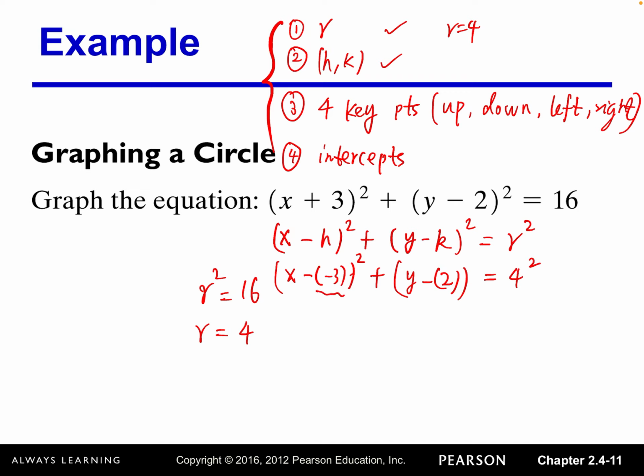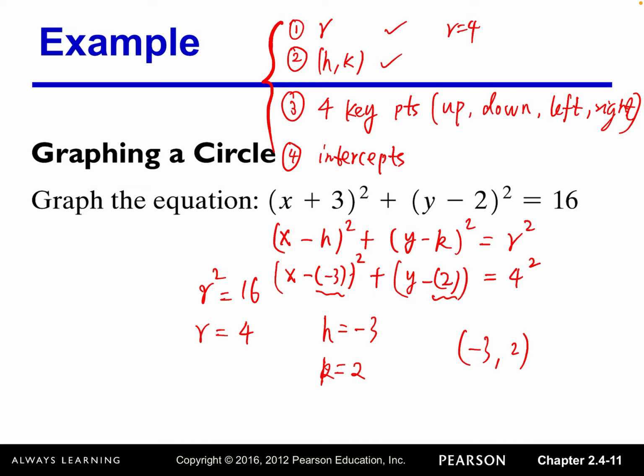So now we can easily identify h and k. h equals negative 3 and k equals positive 2. So the center of the circle we write as a point is (negative 3, 2). All right, so we found the first two. Now we need to find the 4 key points, and then the last thing we need to find is the intercepts.